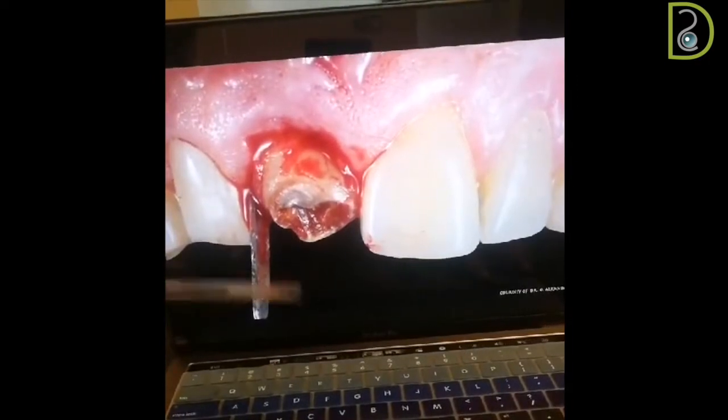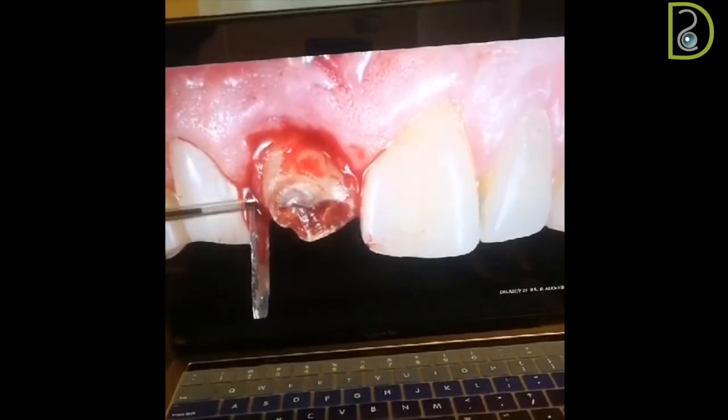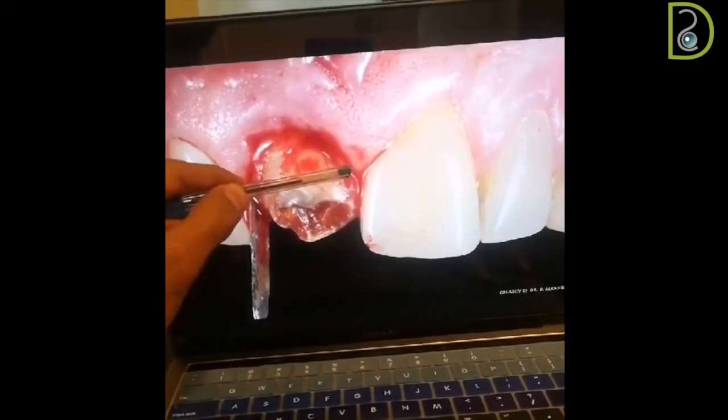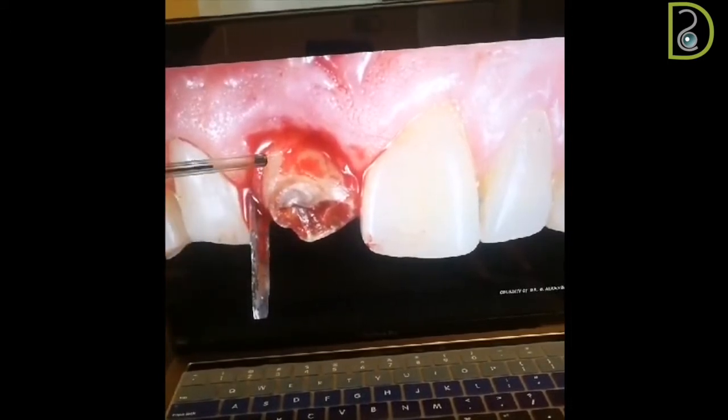The extraction was done as minimally traumatic as possible using the periotome. The periotome is a small instrument that goes in the interproximal area and severs the periodontal ligament. Please don't try to luxate the tooth with the periotome, otherwise there is a high chance you will fracture the instrument inside the periodontal ligament space.